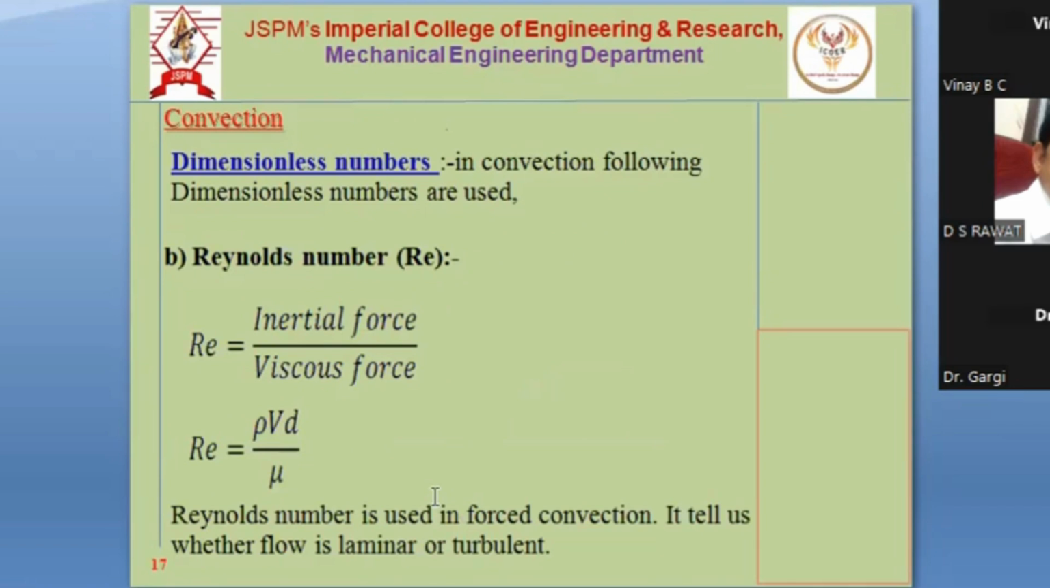What is the Reynolds number? Inertial force divided by viscous force. So it tells which force is dominating.